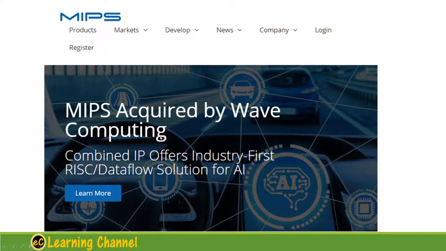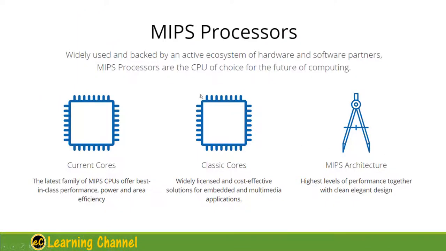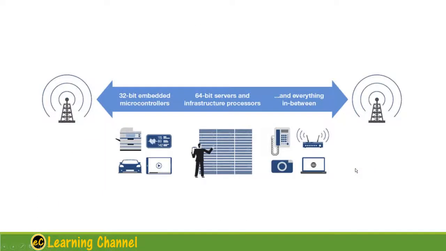First, let's introduce the QtSpim technology. It is from MIPS microprocessor. It is a simulator for MIPS assembly processor. And MIPS microprocessor has been acquired by Wave Computing, and it will offer the best RISC processor for AI solutions. Currently, MIPS has traditional cores and new cores, and it also has information about the MIPS architecture. It supports 32-bit embedded microprocessors, 64-bit server processors, and embedded processors for different devices, including portable devices.